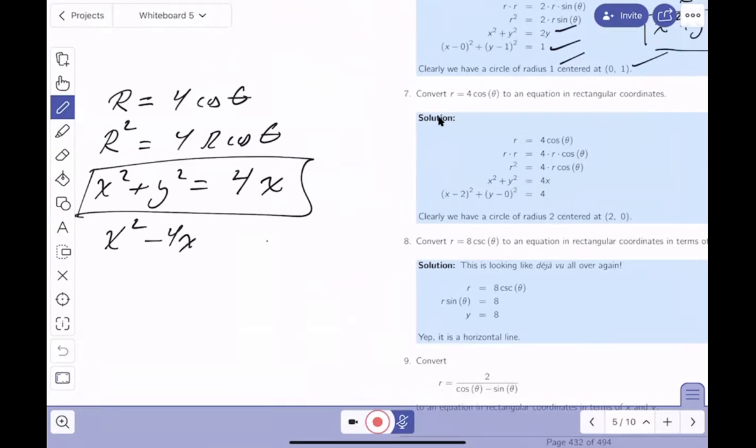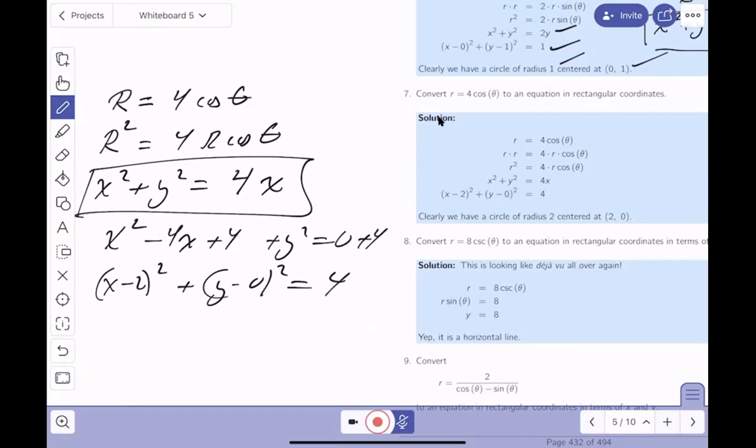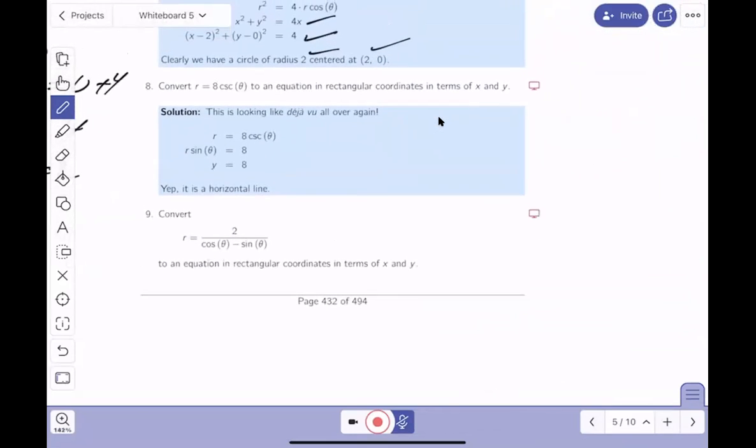Minus 4x plus y squared equals 0. Half of minus 4 is minus 2. Square it, you get plus 4. This will be x minus 2 squared plus y minus 0 squared is equal to 4. This is a circle. Its center is 2, 0, and its radius is 2. Let's look at the key, see how we did. I'm seeing this, and it says there's a circle of radius 2, center 2, 0. All right, number 8, I'm going to write it down for you.